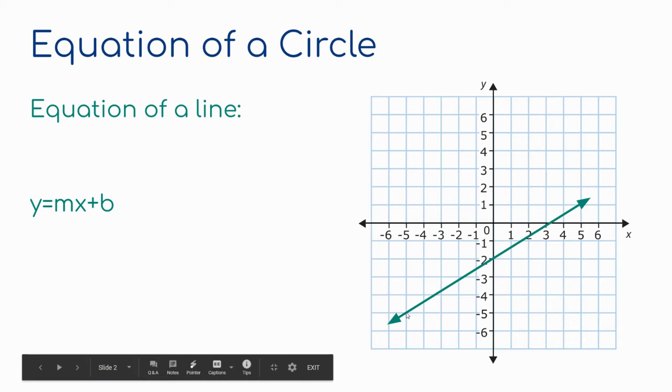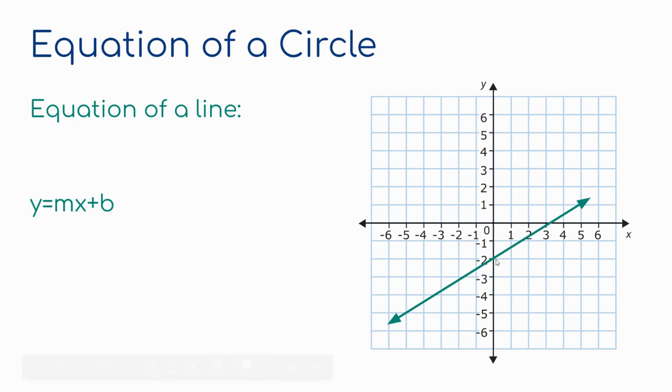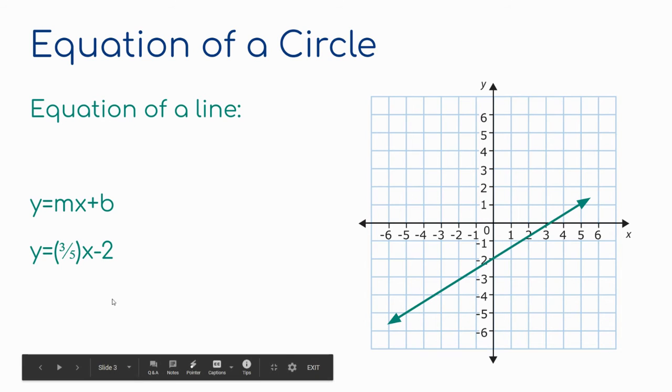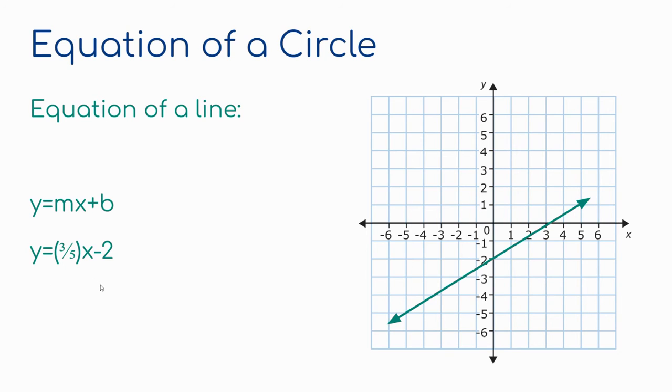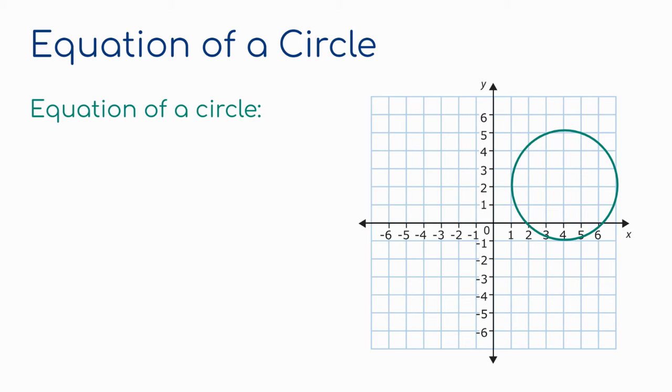So if I were to count the rise over run, this is 1, 2, 3, 1, 2, 3, 4, 5. So the slope is 3/5. The y-intercept is -2. So if I wanted to graph this line, it would have the equation y equals 3/5 x minus 2. We're going to use the same idea, but instead of lines, we're going to write the equation of a circle. So if I gave you this circle here, we have to be able to write an equation that would represent this circle.